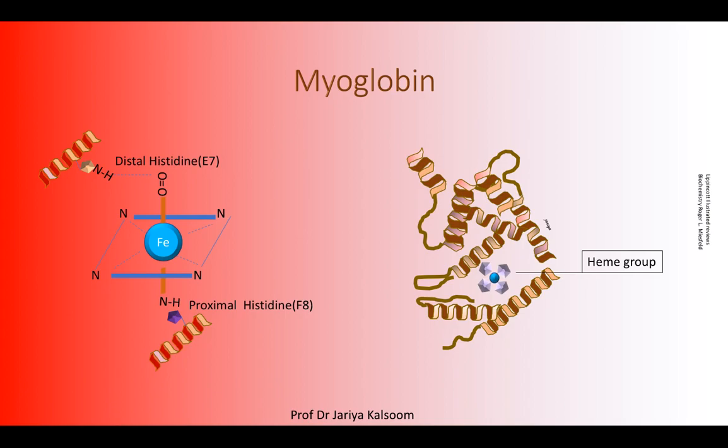Myoglobin is a compact molecule with 80% of its polypeptide chain folded in alpha helices, as shown here. These alpha helical regions are labeled A to H. The heme group sits in a crevice lined with non-polar amino acids, with the exception of two histidine residues.